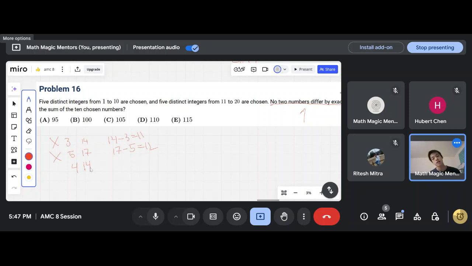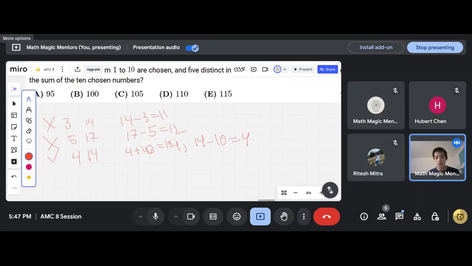Do they differ by 10? Yes, because 4 plus 10 is 14. Alternatively, 14 minus 10 is 4. So they do differ by 10. Now, do you observe something interesting? Let's try one more example. If you have 1 and 11, do these differ by 10? 11 minus 1 is 10. 11 minus 10 is 1. So yes, they do differ by 10.